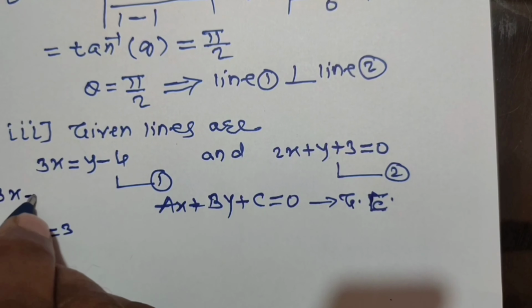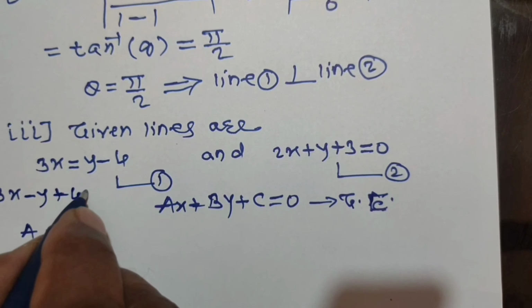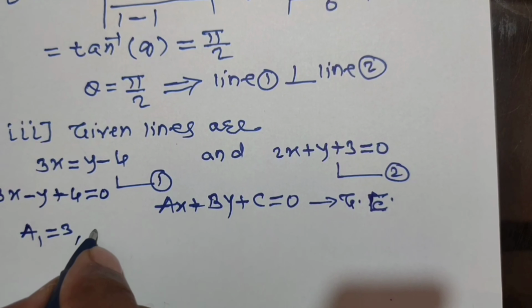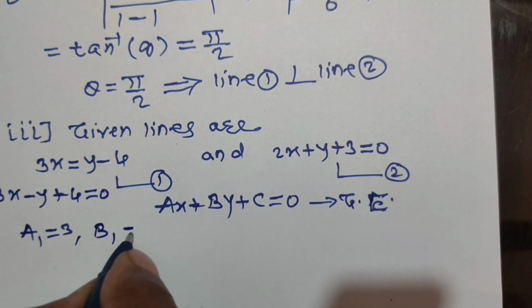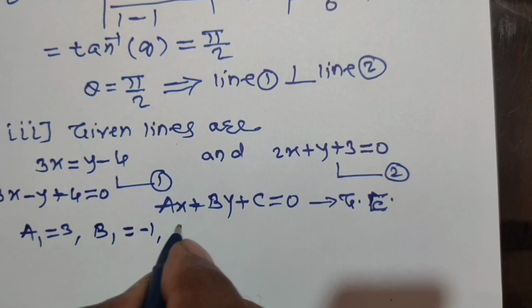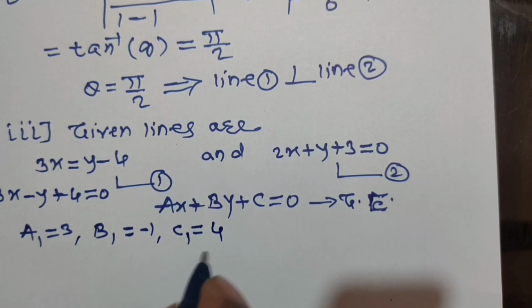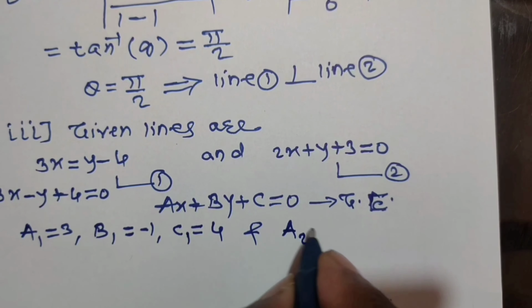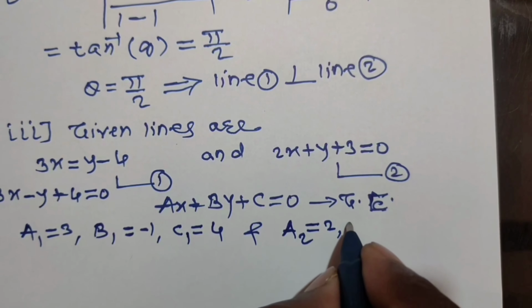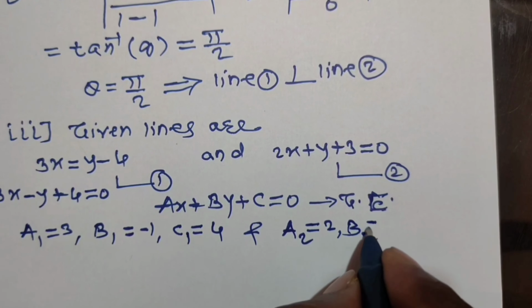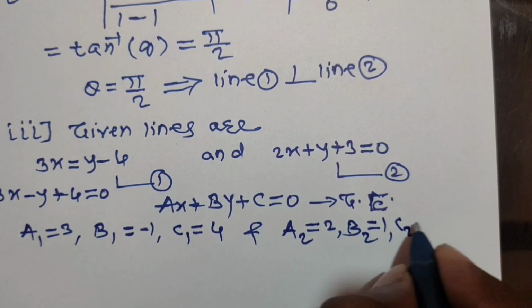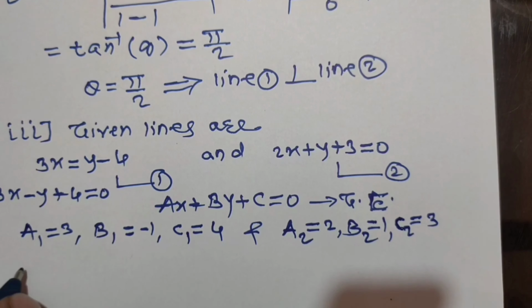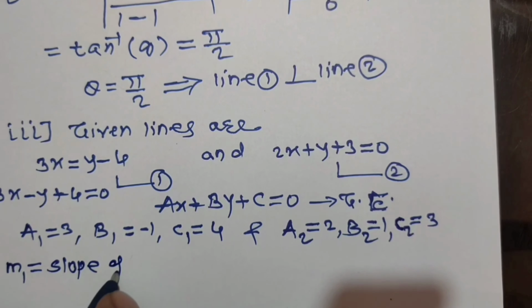Hence, coefficient of x in line 1 is a1, which is equal to 3. Coefficient of y is b1 is equal to minus 1, and constant term c1 is equal to 4. Similar to this, in second line, coefficient of x is a2 is equal to 2, coefficient of y is b2, which is equal to 1, and constant term is c2, which is equal to 3.